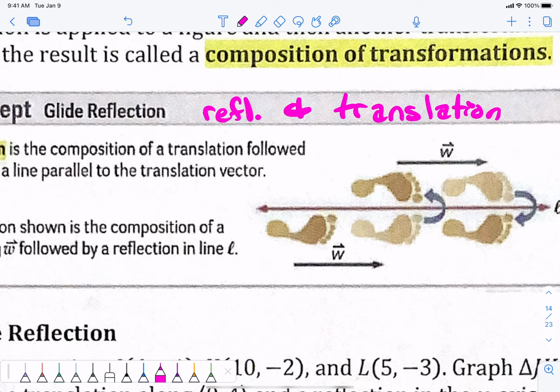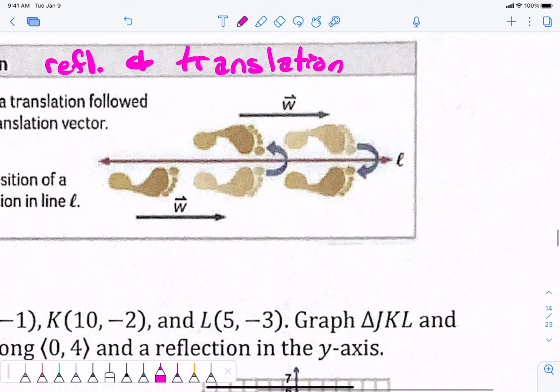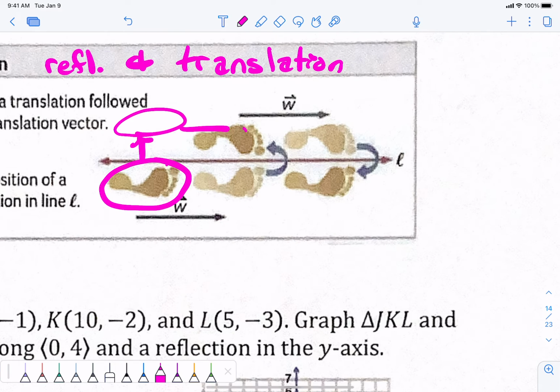Okay. We'll do one of these on the very, very back page. So what they've done is they've taken this foot, this is my first foot, and they reflect it over to make it go here, and then they slide it to make it go in that spot. And then they flip it over again, and then they slide it to get the next image. They flip it over again and slide it, and that's kind of how you get footsteps. So to go from one image to the next, you have to slide it and reflect it.